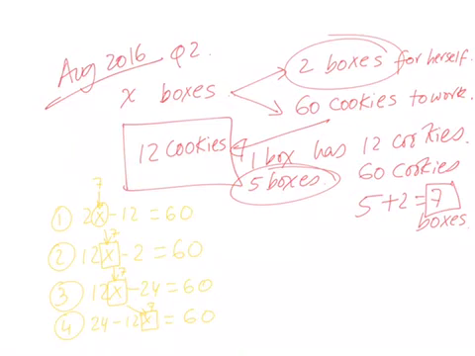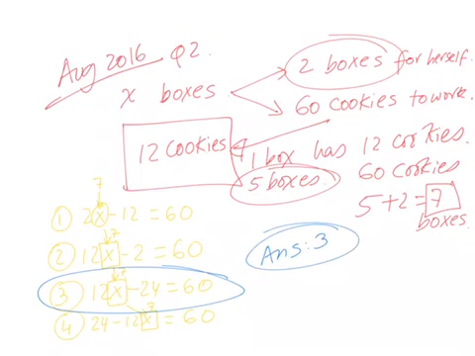So where does it work? 2 times 7 minus 12, right? If we figure out everything, we see answer 3 is the only one that works. So that's our answer choice. All right.